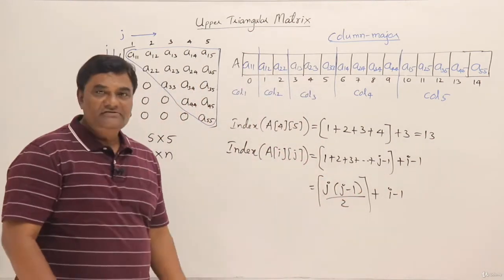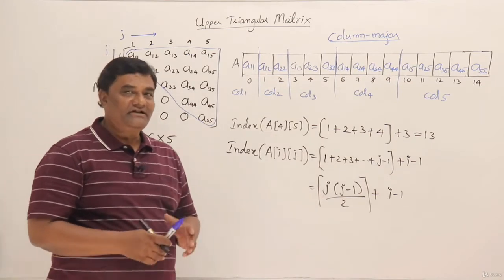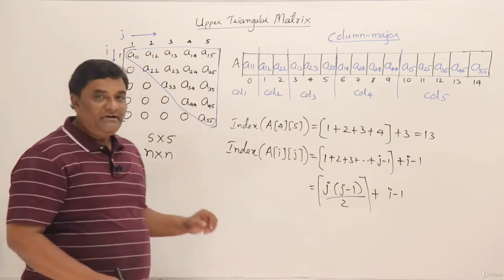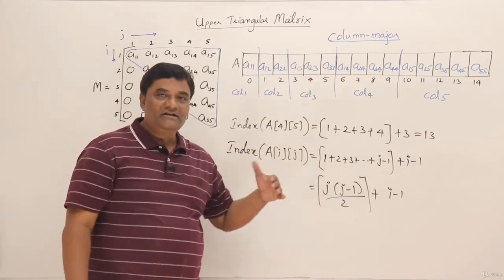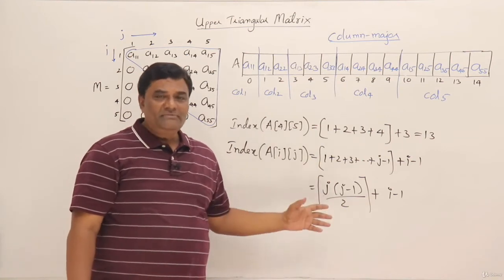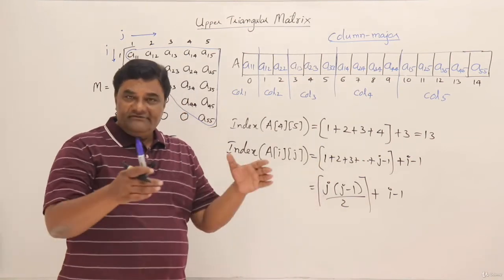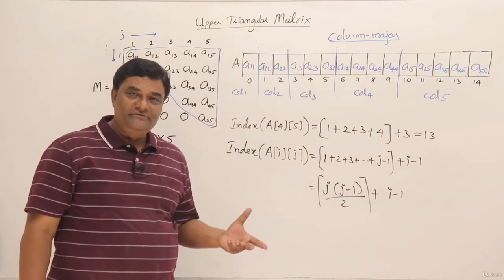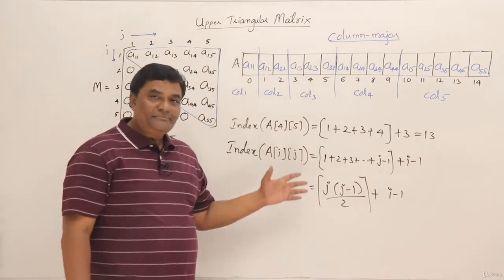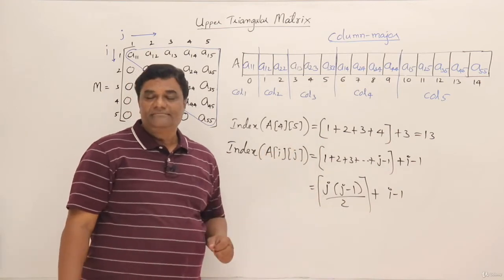This is the formula. So we have seen row major as well as column major representation for upper triangular matrix, and we got the formula. Formulas are similar to the formulas of lower triangular matrix. So these formulas we will use, and I will write one program by using these formulas for lower triangular as well as upper triangular. So in our program we will use these formulas.